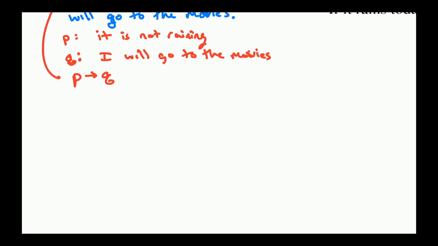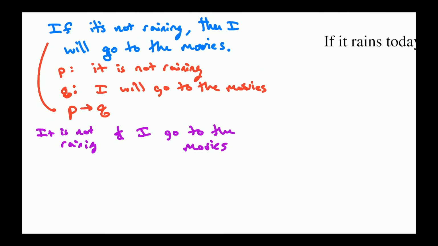So the four cases are as follows. It is not raining, and I go to the movies. Okay, that's one case. If it's not raining and I go to the movies, was I telling the truth? I said if it's not raining, then I will go to the movies, and it's not raining and I go to the movies, so I'm telling the truth there, right? So I'll say that that's true.